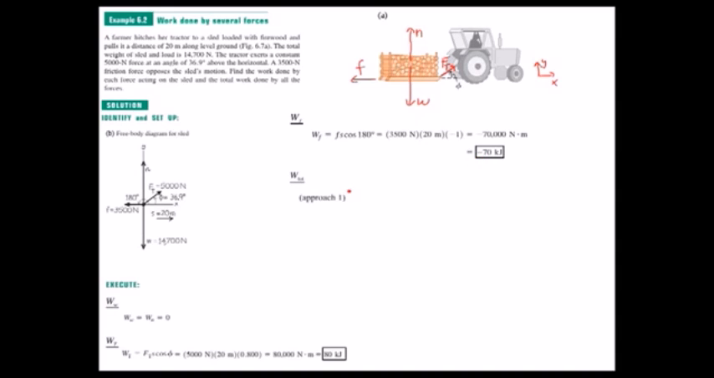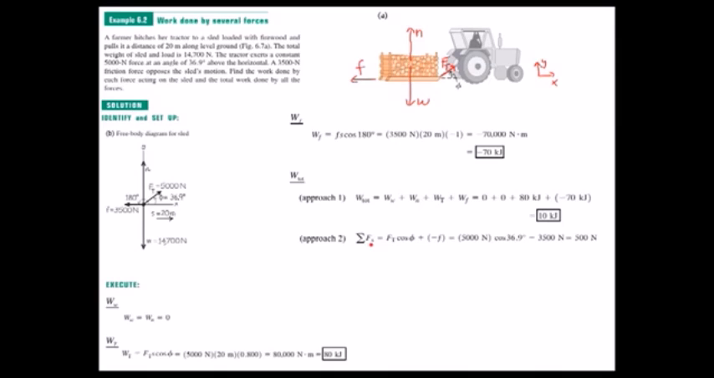The total work can be attained in approach 1 by simply adding the work done by each of these forces, as shown here, and I get 10 kilojoules. A second approach is to actually calculate the net work done, using the net force in each direction.